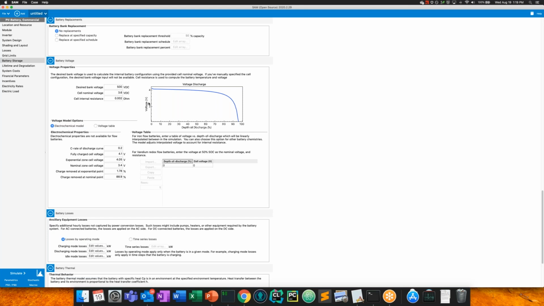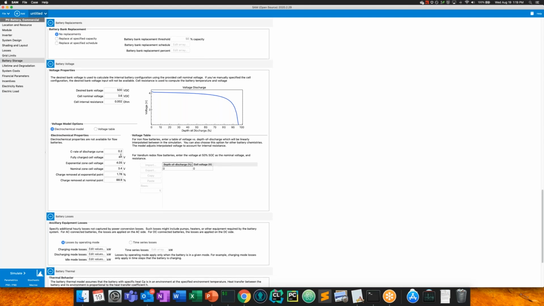So this model can be used to fit a variety of voltage discharge curves. That's what these parameters are here. The first parameter is the C rate of the discharge curve. So it's the current at which this voltage discharge curve was tested. Next, we have the fully charged cell voltage. So it's the maximum voltage. And then we see the exponential zone cell voltage, as well as the charge removed at exponential point.